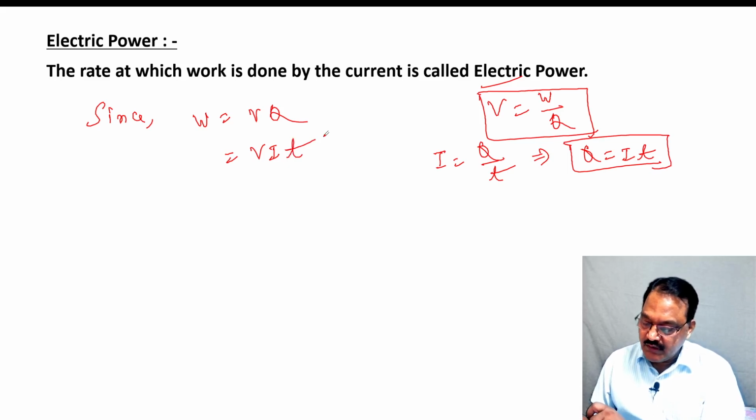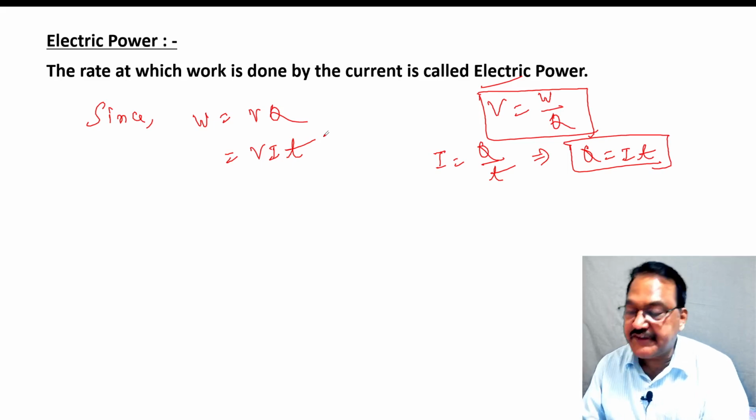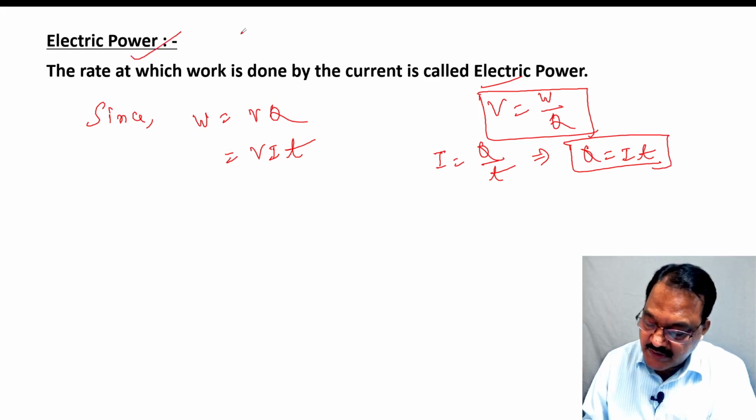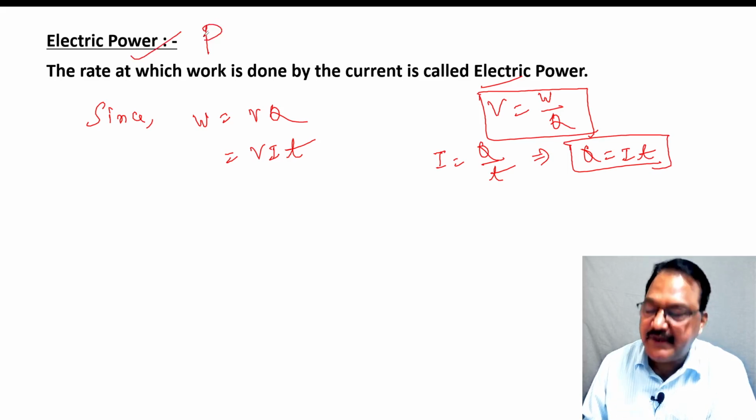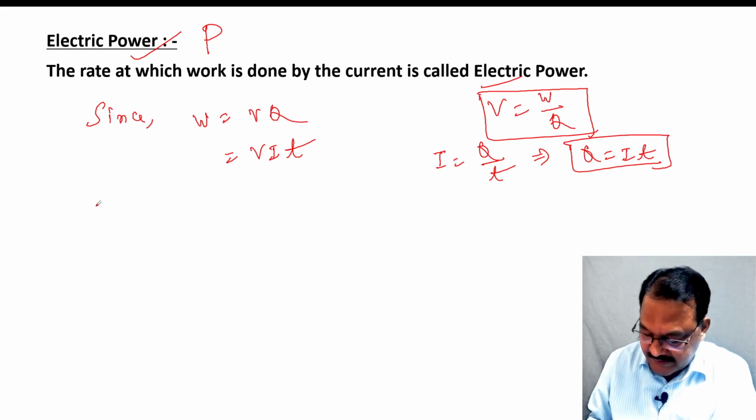Okay. Now, what is electric power? It is denoted by P. The rate of doing work, we can say, is electric power.